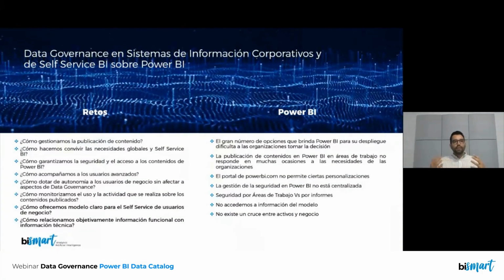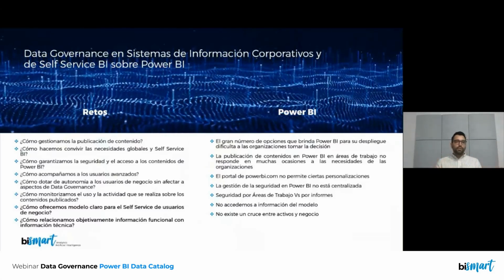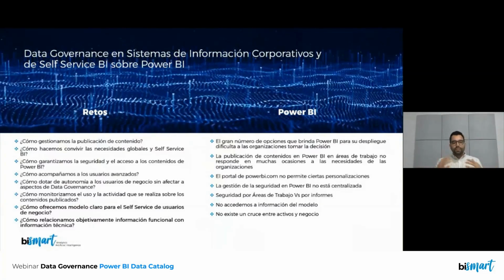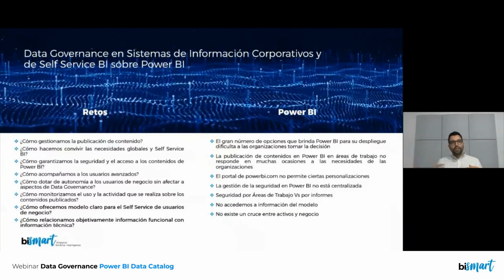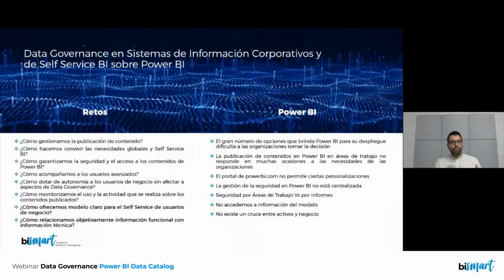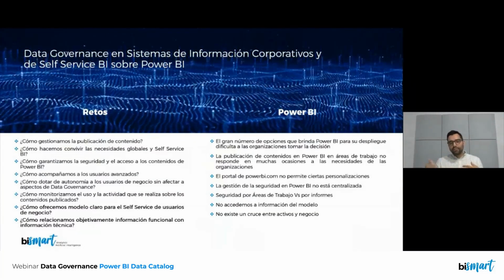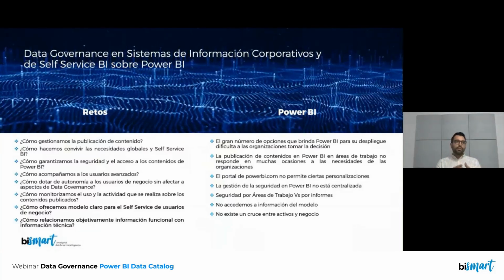The first of these is how we manage the publication of content, how we ensure that our business users who only have read permissions can access the content that corresponds to them, or how self-service users can access and develop new content from certified data. How can we manage all of this? How can we make the development of global needs coexist with those of self-service that are more specific?